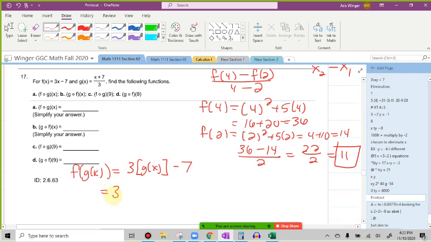This is equal to 3 times, well, g is x plus 7 over 3, minus 7. 3's cancel. X plus 7 minus 7, x. F and g are inverses. That's x. Well, if that one's x, this one has to be x. That means whatever number you put in, you're going to get the same number back out.